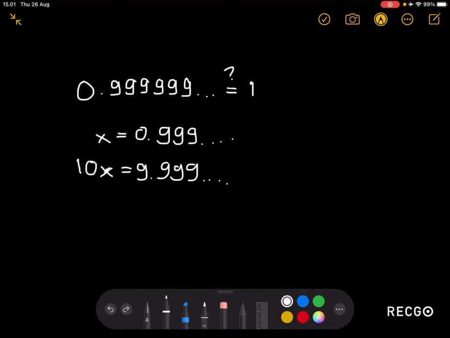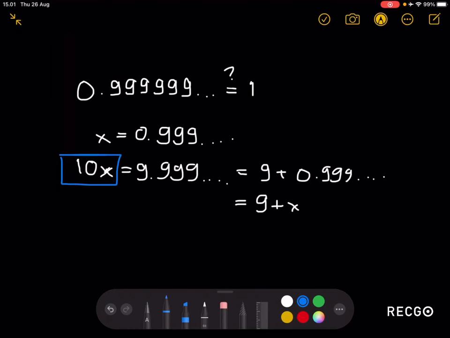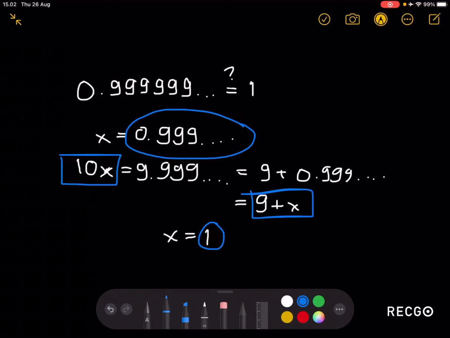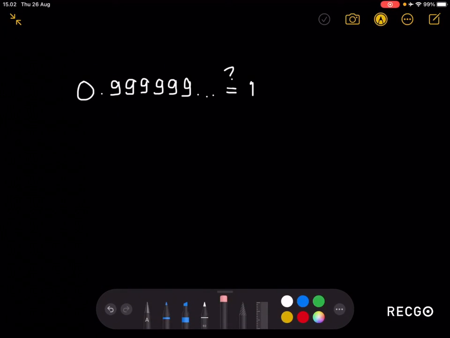9.99999 and so on. Notice that we can split the whole number part and the decimal part, so this will be 9 plus 0.9999 and so on. And knowing that this is equal to x, as in our previous assumption, we can substitute that right in. So we have 9 plus x. And then we have a simple linear equation to solve, which gives us that x is equal to 1. So here it is again: 1 is equal to 0.9999999 and so on.